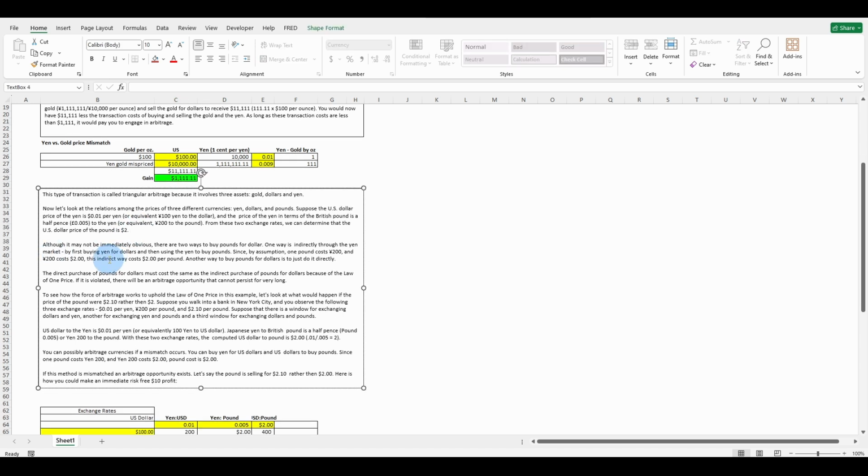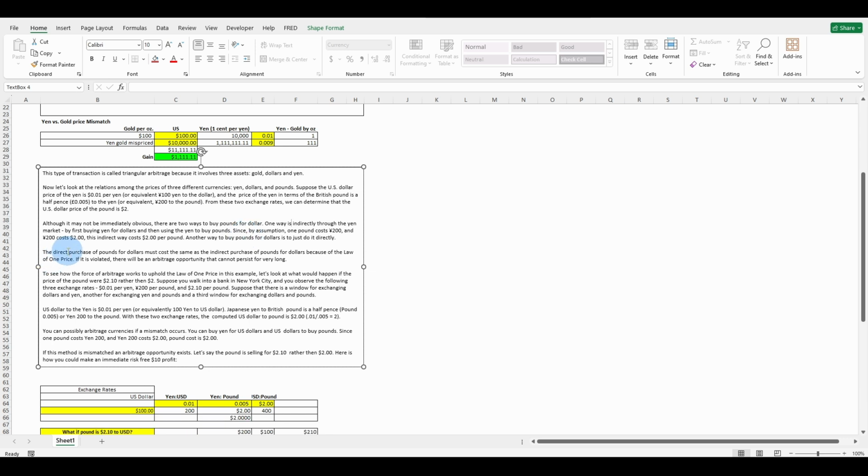Although it may not be immediately obvious, there are 2 ways to buy pounds for dollars. One way is indirectly through the yen market, by first buying yen for dollars and then using the yen to buy pounds. Since by assumption 1 pound costs 200 yen and 200 yen costs $2, this indirect way costs $2 per pound. Another way to buy pounds for dollars is just to do it directly. The direct purchase of pounds for dollars must cost the same as the indirect purchase because of the law of one price. If it is violated, there will be an arbitrage opportunity that cannot persist for very long.